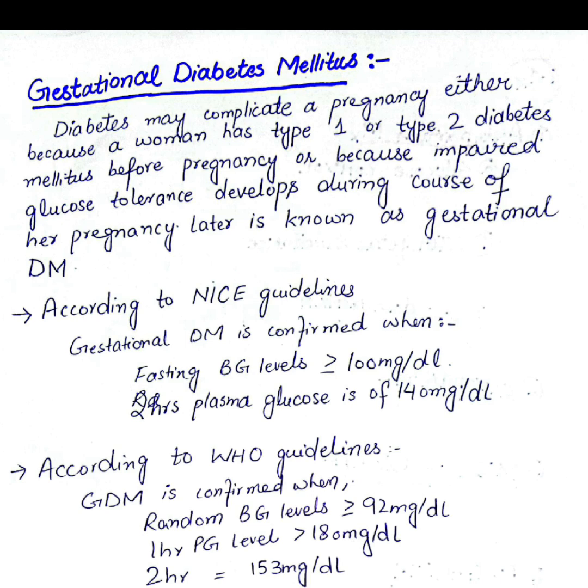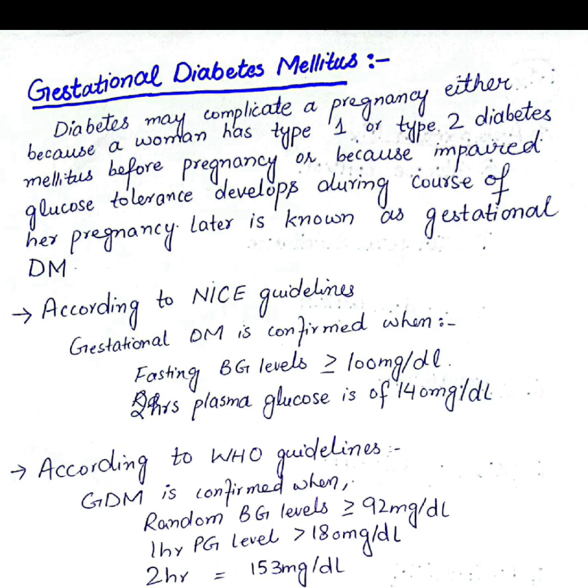Next is the diagnostic criteria of gestational diabetes mellitus. According to NICE guidelines, gestational diabetes mellitus is confirmed when fasting blood glucose levels are greater than or equal to 100 mg per deciliter or the 2 hours plasma glucose is of 140 mg per deciliter.